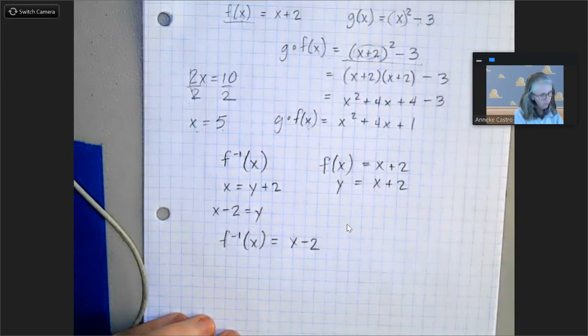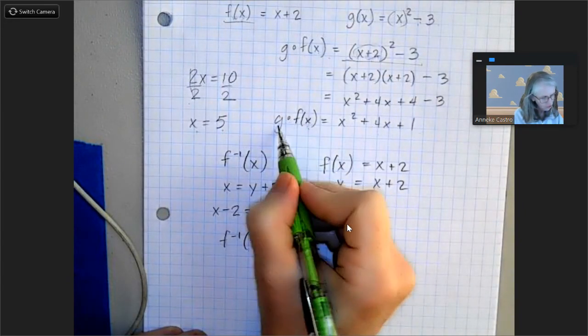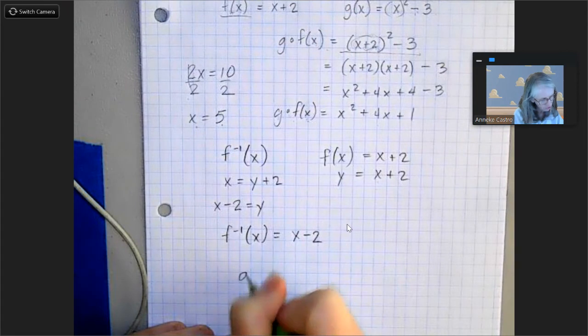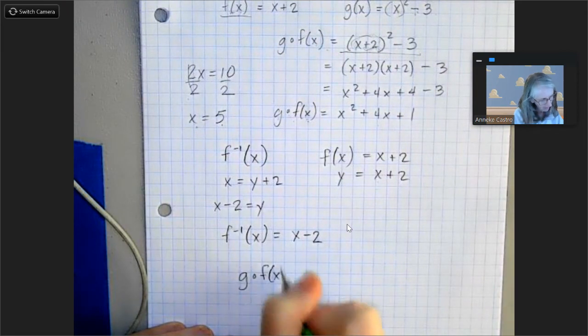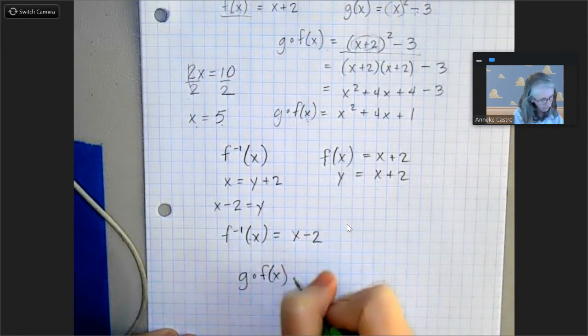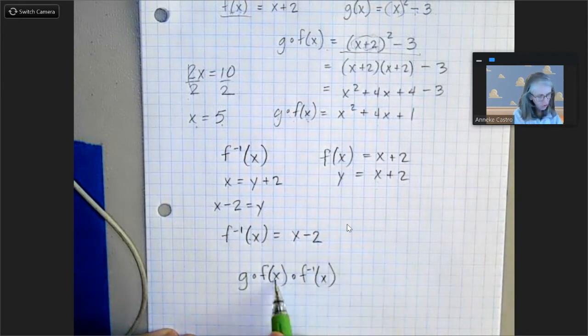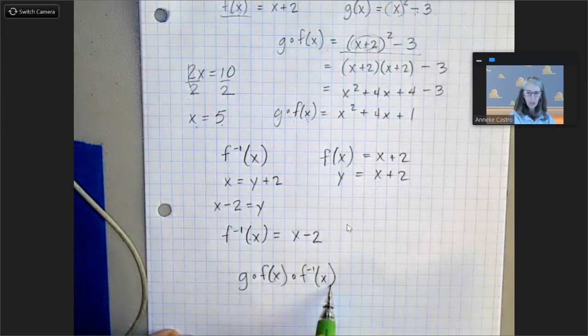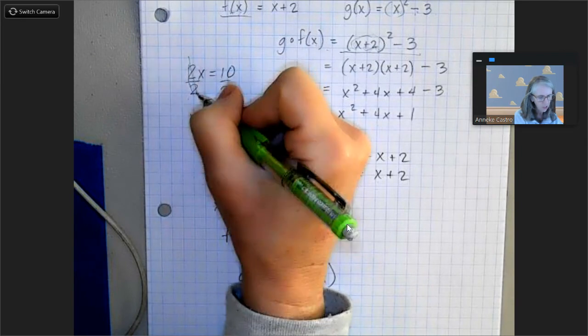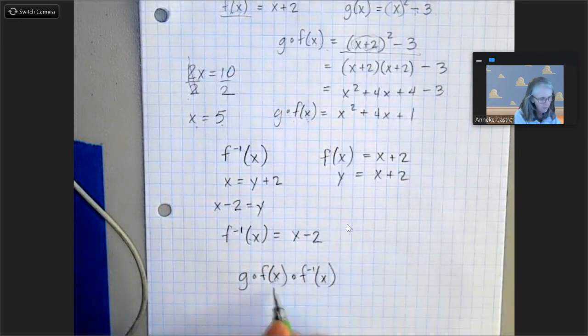So now if I take my g of f of x, and I combine it with the inverse, these should cancel each other out. F of x composited with its inverse, they just cancel each other out, just like 2 divided by 2 cancels each other out and you get 1. F of x composited with its inverse, they cancel each other out and you're left with 1.